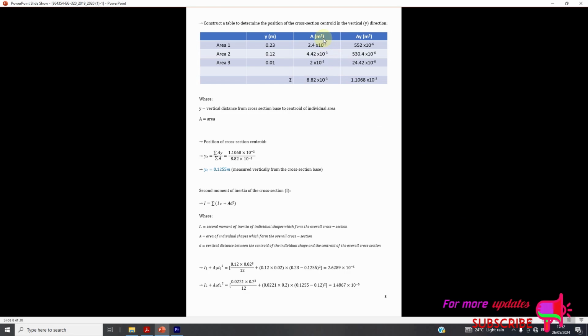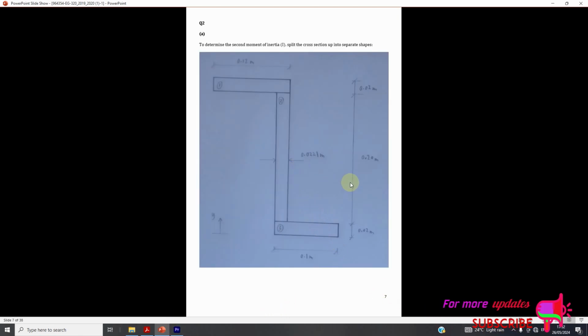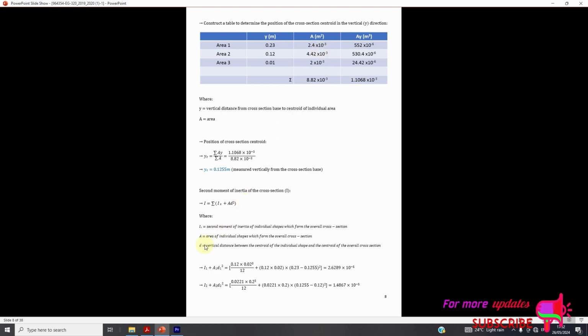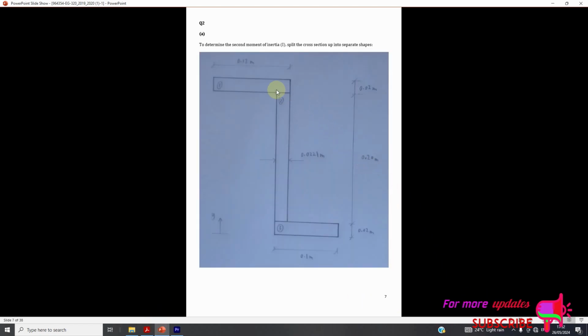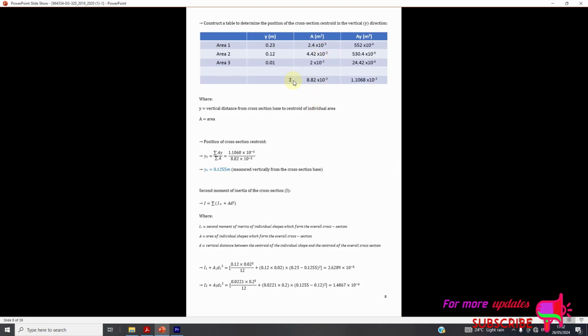The area in meters squared is 4.42 times 10 to the power of negative 3. So the area is equal to 0.0221 multiplied by 0.2, and you arrive at this answer. Now the first area is 0.12 multiplied by 0.02. You arrive at 2.4 times 10 to the power of negative 3. Now the y, that is the cross-section centroid, construct a table.